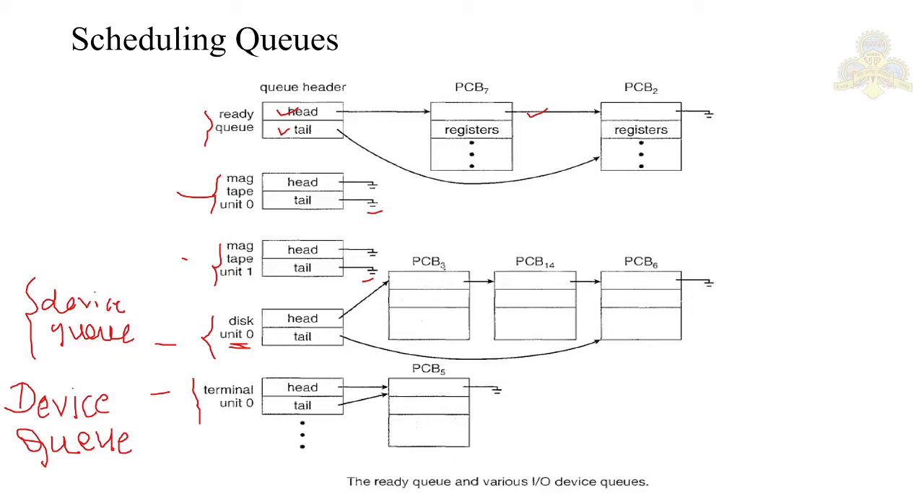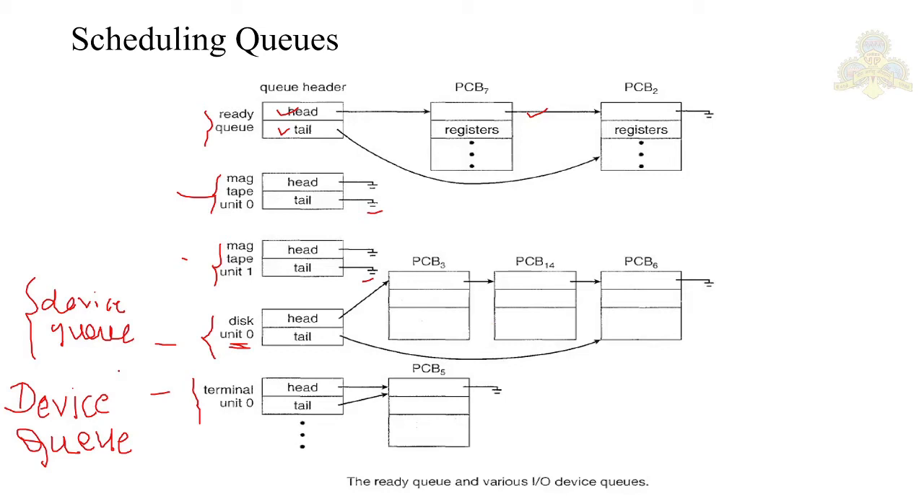Okay, so whenever PCB3 finishes its work, it would be terminated. Head would point to the next process or the next PCB in the list, and once all the processes before process 6 or PCB6 have completed their work, then only PCB6 or process 6 would be taken and that IO request would be satisfied. Okay. So this we call the device queue.